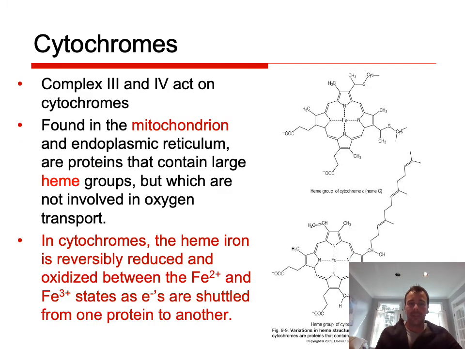I mentioned cytochromes, and cytochromes are important for this lecture because complexes 3 and 4 act on cytochromes. Cytochromes are proteins found in the mitochondria and the endoplasmic reticulum. They contain large heme groups. For example, here's the heme group of cytochrome C. Here's the heme group of cytochrome A. In these cytochromes, the heme iron is reversibly reduced and oxidized between the Fe2+ and Fe3+ states as electrons are shuttled from one protein to another. So this is part of the iron-sulfur clusters I was telling you about that help shuttle electrons through the system.